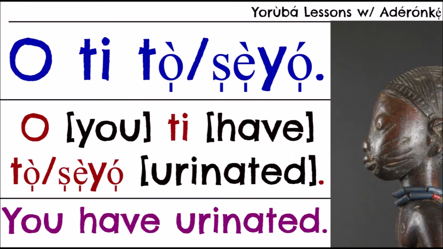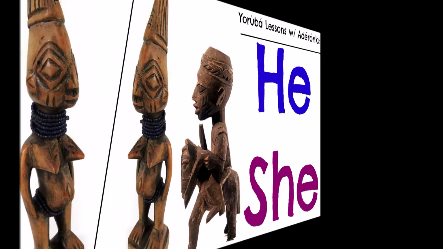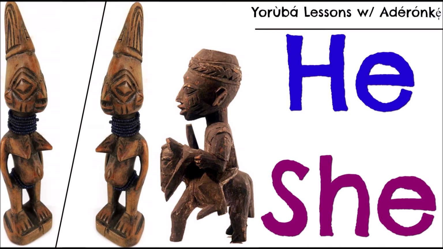And then moving to the last one, otito, otisheyo, you have urinated. Otito, otisheyo, o is you, t is have or had, to or sheyo is urinated. In this case, it would be urinate. In other cases, it's urinated, in this case because have or had or whatever precedes. So you have urinated. Moving on to the next one, that is he or she.